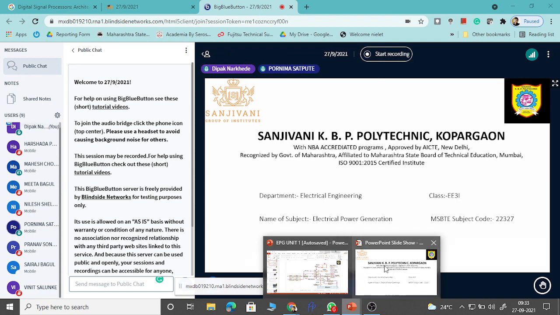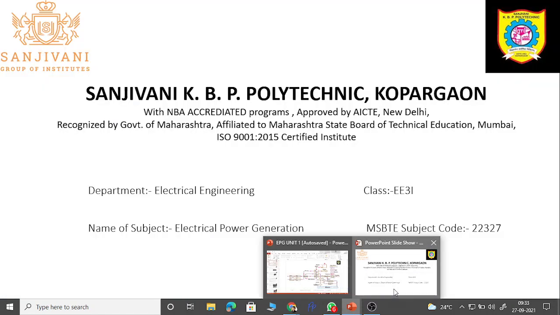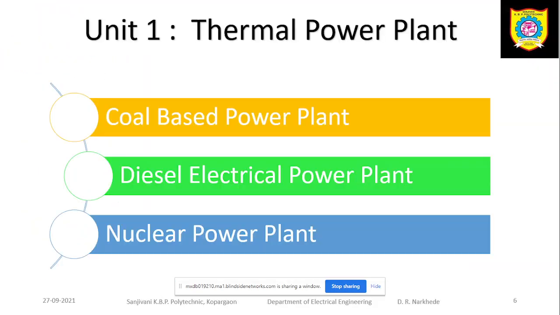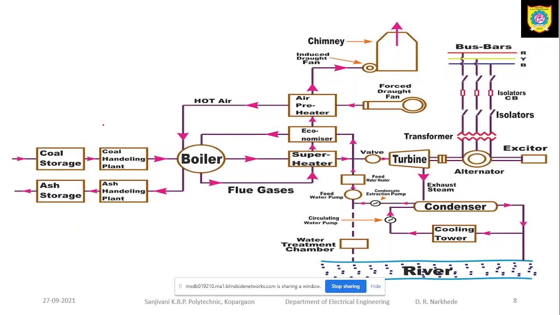Last time we discussed how the hydroelectric power plant differs from the thermal power plant. So we are going to go into detail about the various parts of the thermal power plant and how it works exactly. We will discuss the coal based thermal power plant. In a coal based thermal power plant, this is the basic block diagram. This is the first thing.